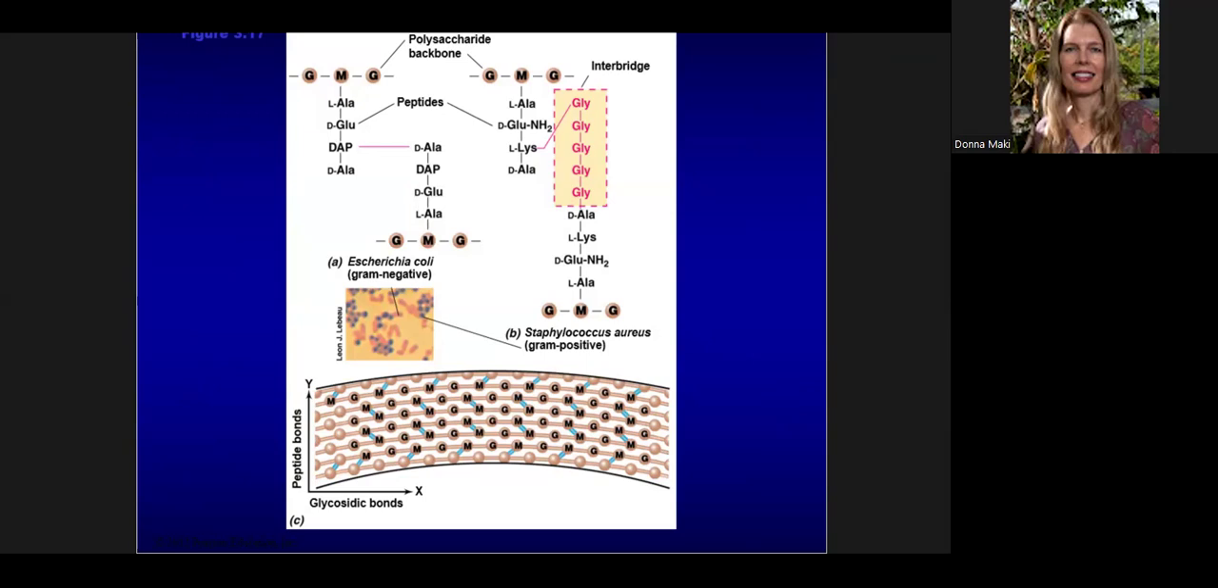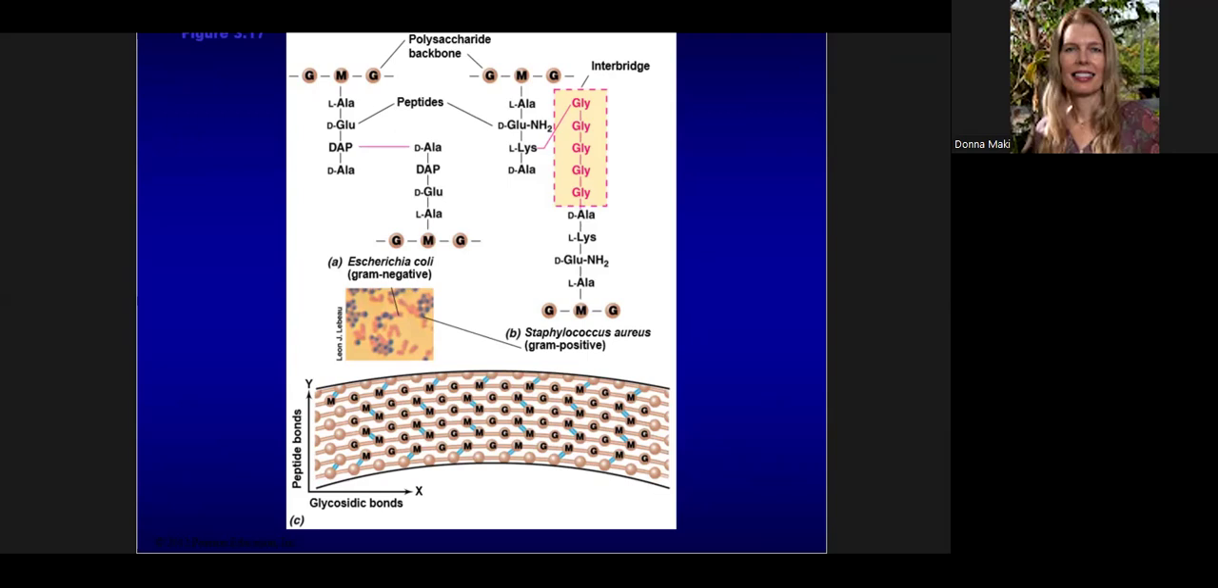You have these cross linkages with the 4 peptides linking to each other. And then here they're showing the interbridge. Some gram positives will throw in a little extra spice and put some glycine, which is often a favorite one because it's a small amino acid. So they'll go ahead and stick some glycine in there as part of the cross-link.